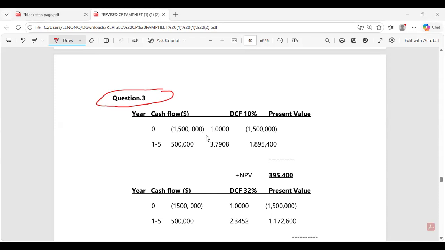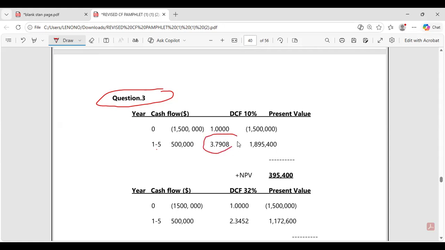Invested 1,500,000. Now from year 1 to year 5, you are receiving 500,000. So it's an annuity, and this is an annuity factor. You just say 1 minus 1.1 to the power negative 5, then over 0.1. If you calculate, you will discover that this is how they found this amount here.